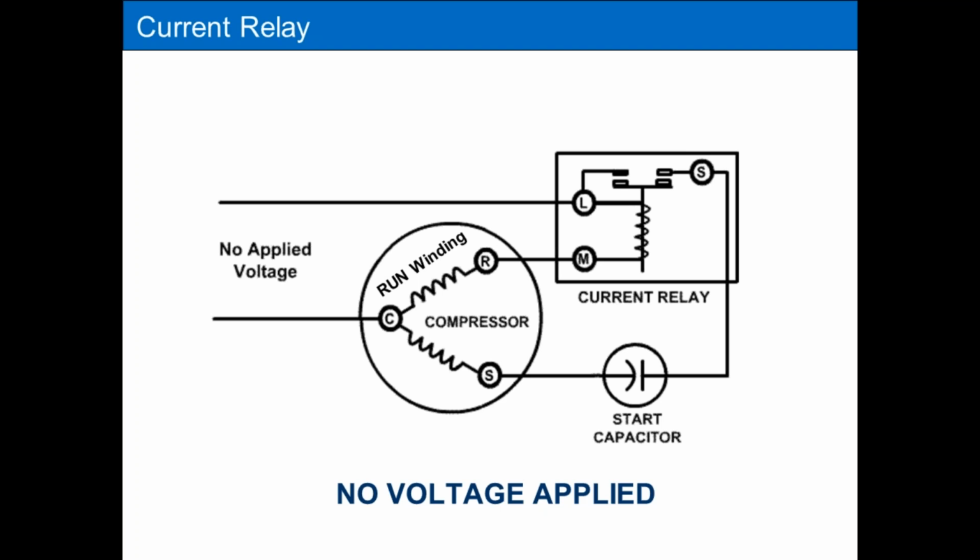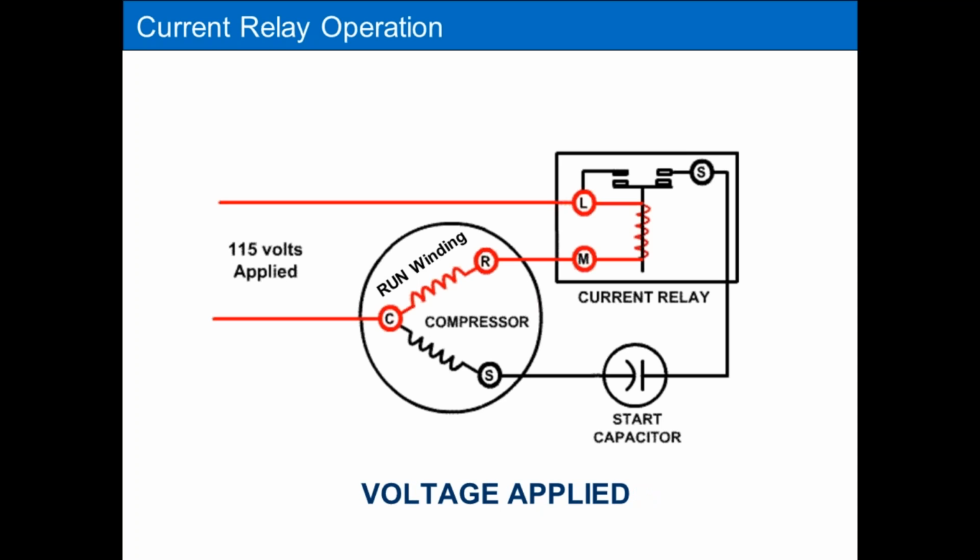The coil of the relay is wired in series with the run winding. So the coil of the relay sees the same current as the run winding. And on startup, the current's going to be high and then drop off when the compressor starts. So the relay is designed to close on this high inrush of current. When you first energize it, the inrush current being high, that locked rotor amperage being what it is, causes the switch of the relay to close.